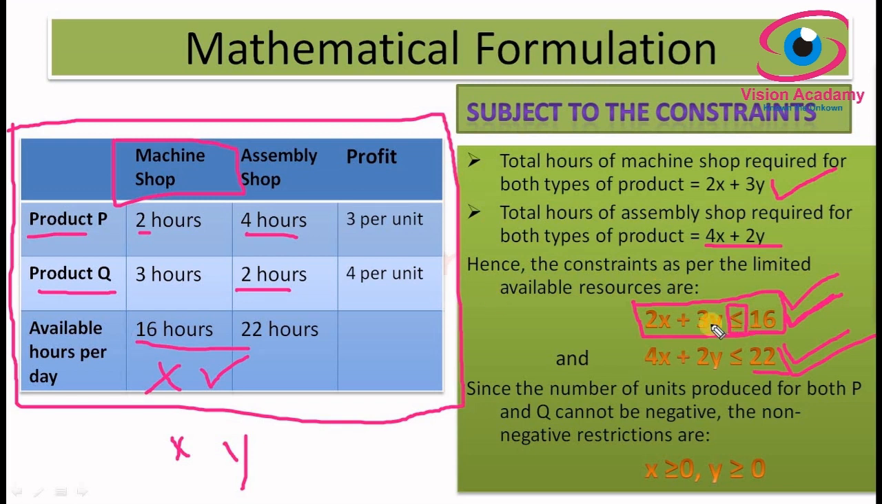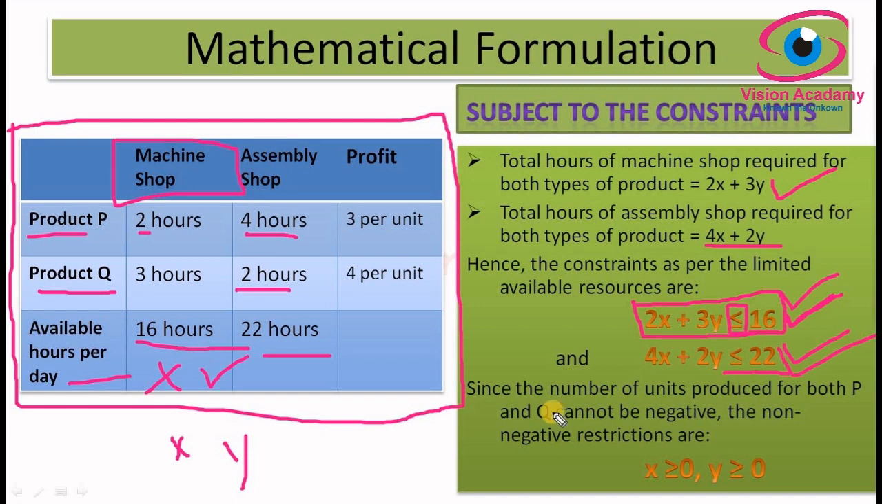Okay, so product P and Q can work up to 16 hours or it can be less than 16 hours. That is what I mean. And in the assembly shop 22 hours are there. Here also same concept, less than or equal to, not more than 22 hours, because available capacity per day is 22 hours in assembly shop, 16 hours in machine shop. So this less than or equal to, greater than or equal to depends upon the information given in the problem. In this case they have told us only the available hours per day is this much, so we have restricted that.